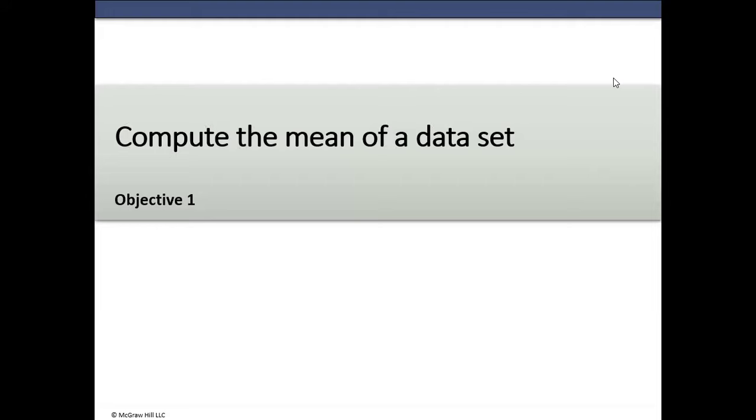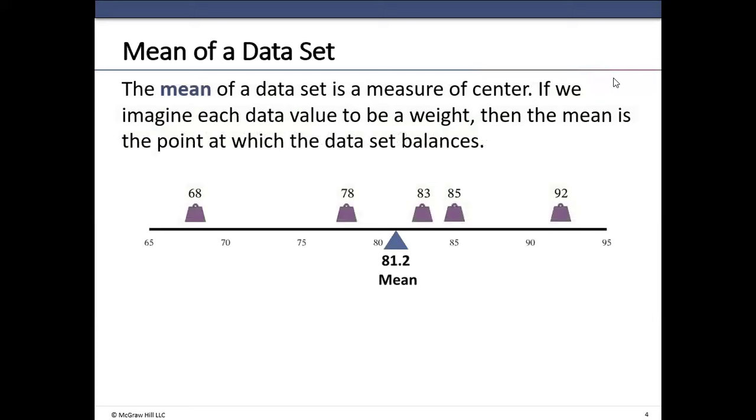The first thing we are going to talk about is mean. So what does mean mean? The mean of a data set is a measure of center. If we imagine each data value to be a weight, then the mean is the point at which the data set balances. So we have five numbers: 68, 78, 83, 85, and 92. These are like weights placed on a number line. Now, if we put a fulcrum at 81.2, the scale will balance.